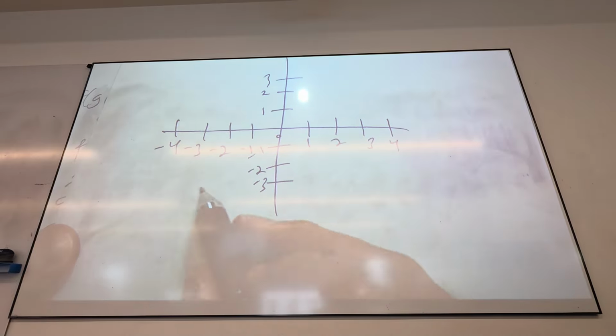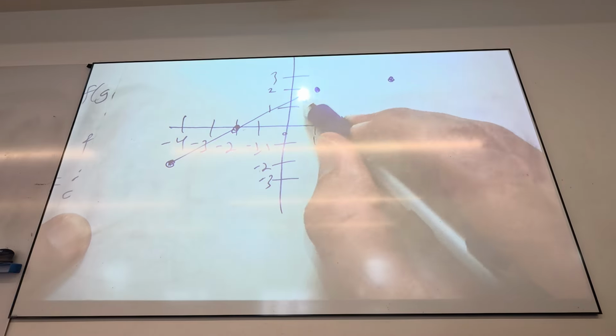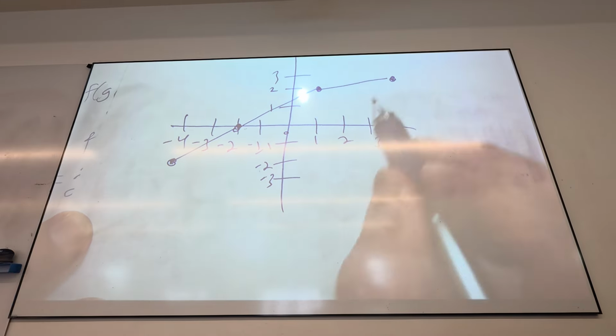So let's say I've got -4, -2, -2, 0, 1, 2, and then 4, 3. So I've got this going on. It's not a very exciting one, Jeff. Too bad for me. So that is the function.